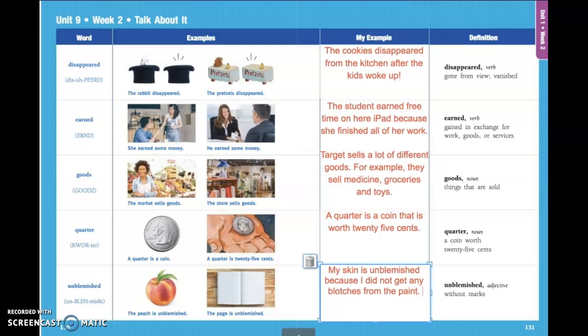the paint. So if I painted my bedroom or the kitchen in my house and I didn't get any paint on me whatsoever, that means my skin would be unblemished because I would have no blotches of any paint on my skin. All right, guys, let's go over our words one more time.